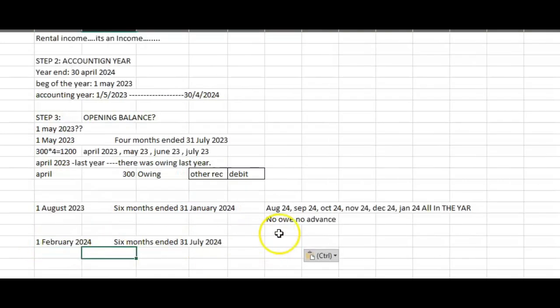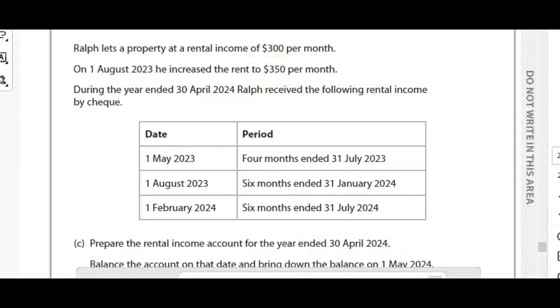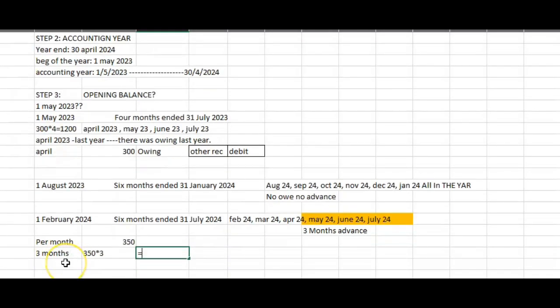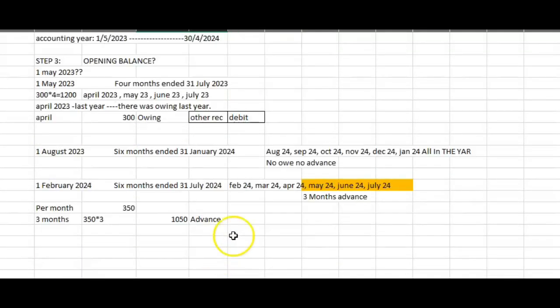On this date, we have received for 6 months ended 31 July 2024. That means we received for February 24, March 24, April 24, May 24, June 24, and July 24. Our year ended in April 24, so the payment received for May, June, and July are advance payments. For 3 months, rent is received in advance. From August 23, the rent is $350 per month, so for 3 months it is 3 into $350, which is $1,050. This is rent received in advance, and according to Step 3 rules, this is account payable, so credit.